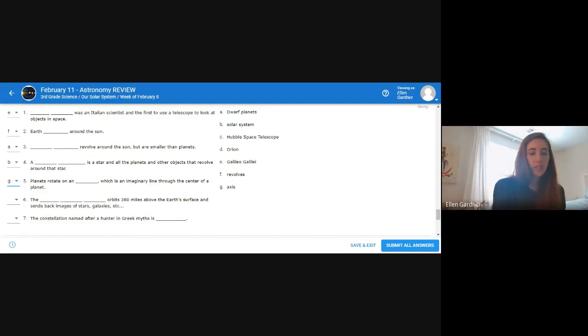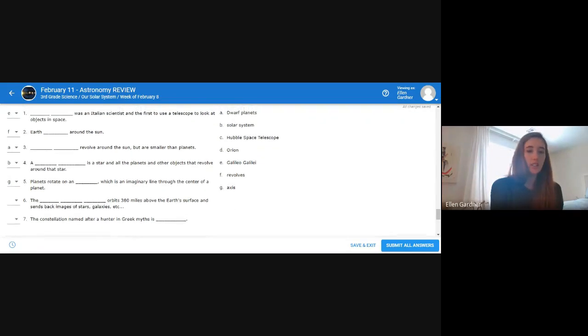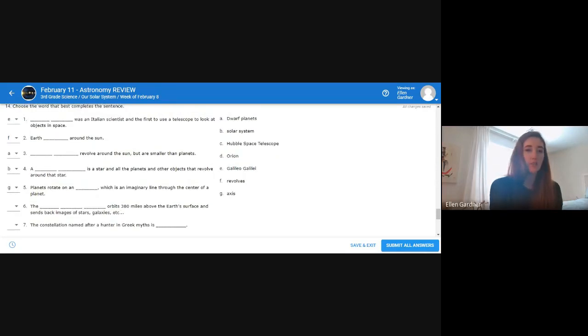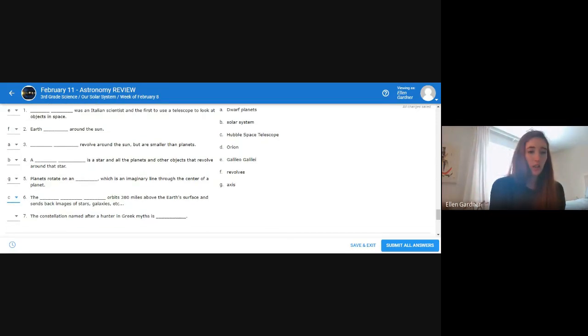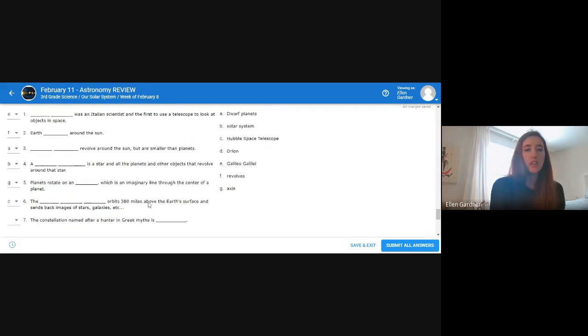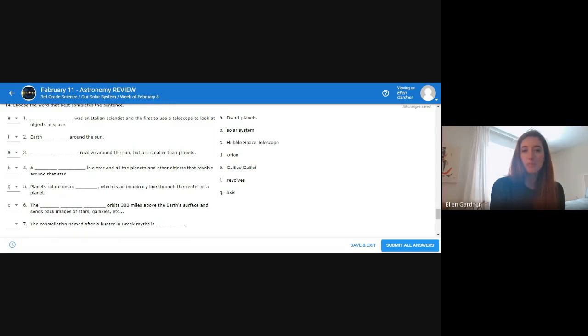The blank blank orbits 380 miles above the Earth's surface and sends back images of stars, galaxies, etc. The Hubble Space Telescope, that's right. That is not one like the International Space Station that astronauts go to. No, people do. This one is just in space sending pictures back, including ones of other galaxies. The constellation named after a hunter in Greek mythology is Orion. That's right.